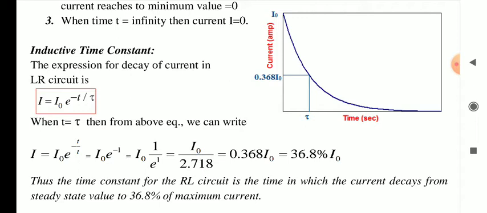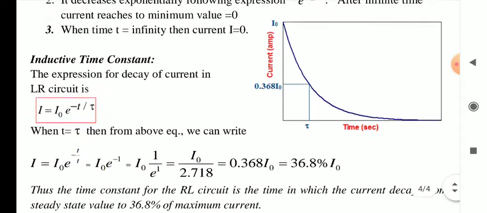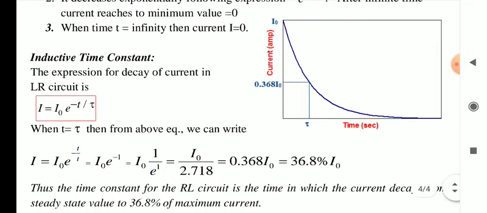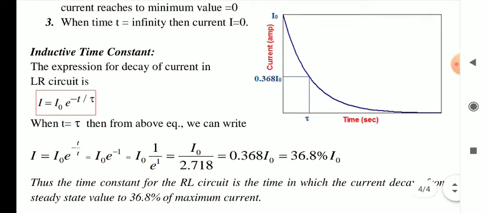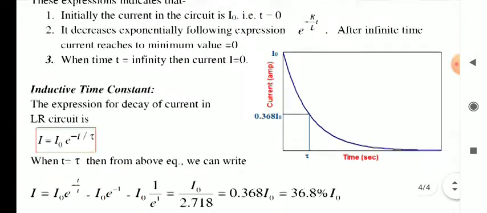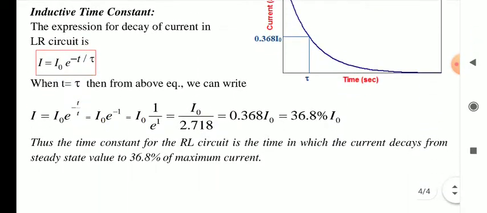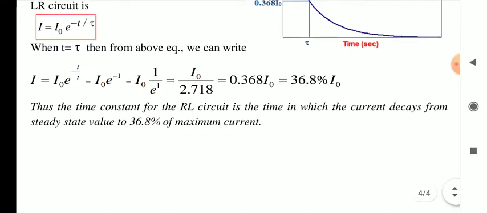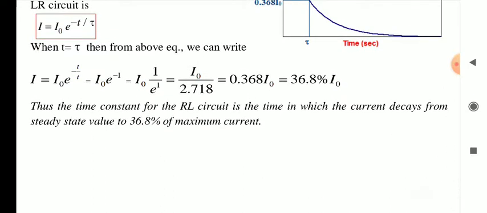In case of growth of current, the time constant tau is the time to reach 63.2 percent of I naught, and in case of decay of current, the time constant tau is the time to reach 36.8% of I naught. Sometimes a 2 marks question may be asked: define the time constant of an RL circuit. You can write any one of these.